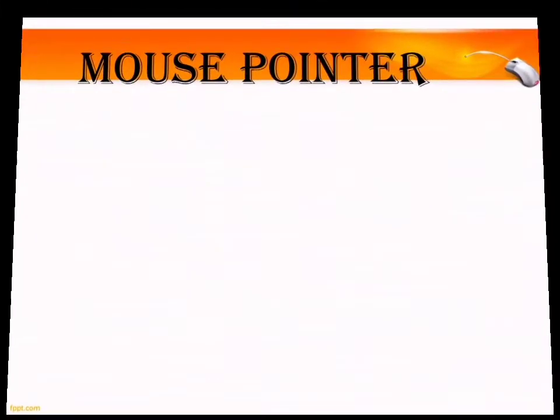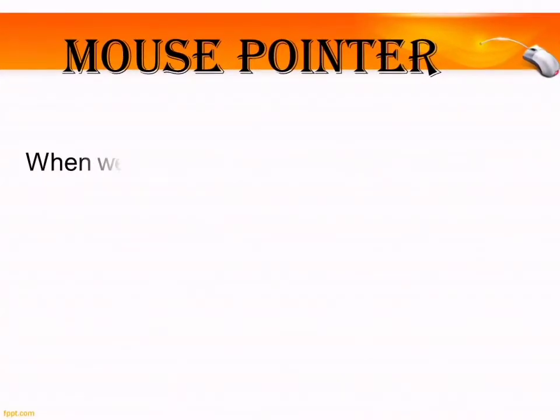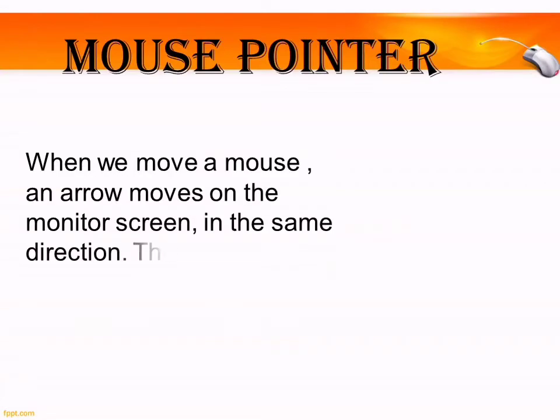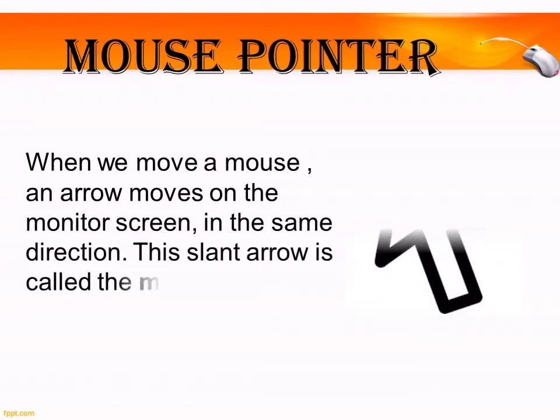So let us know what is it. When we move a mouse, an arrow moves on the monitor screen in the same direction. The slant arrow is called the mouse pointer.